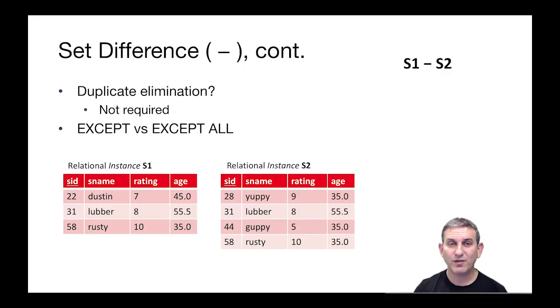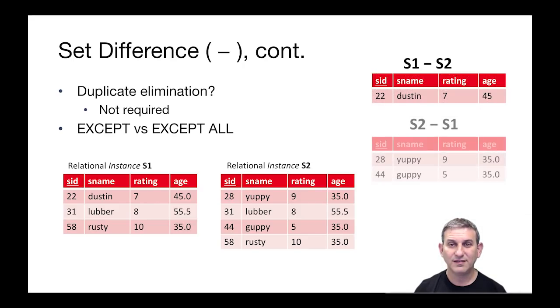Now in SQL, remember there is EXCEPT and there is EXCEPT ALL, and I'll refer you back to the SQL slides for the semantics of EXCEPT ALL, but let's look here at an example of set difference. We've got, again, two instances of the Sailors table, S1 and S2. And S1 minus S2 is all the things in S1 that don't have a match in S2. Well, Dustin doesn't have a match in S2, Lubber does, and Rusty does. So the answer, I would think, is just Dustin.